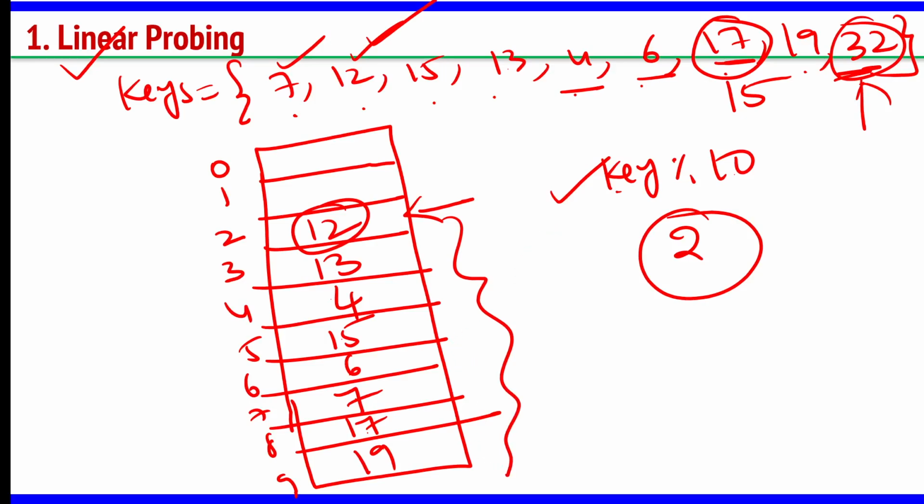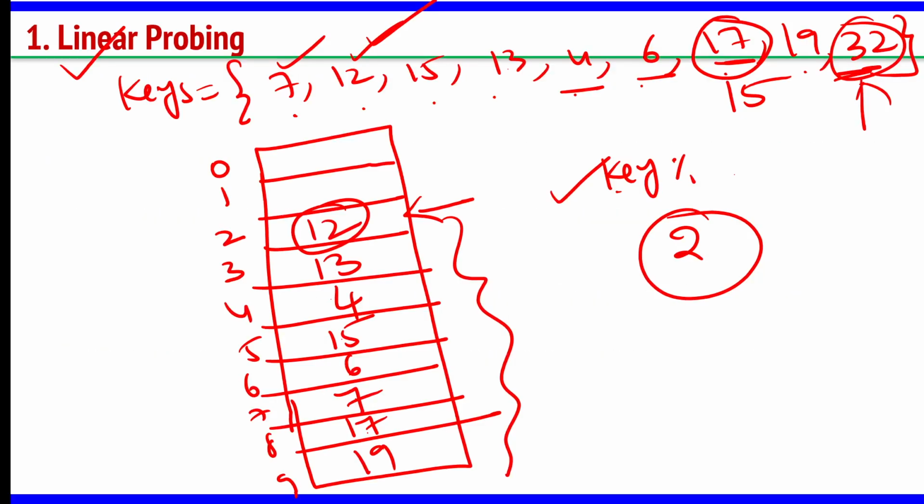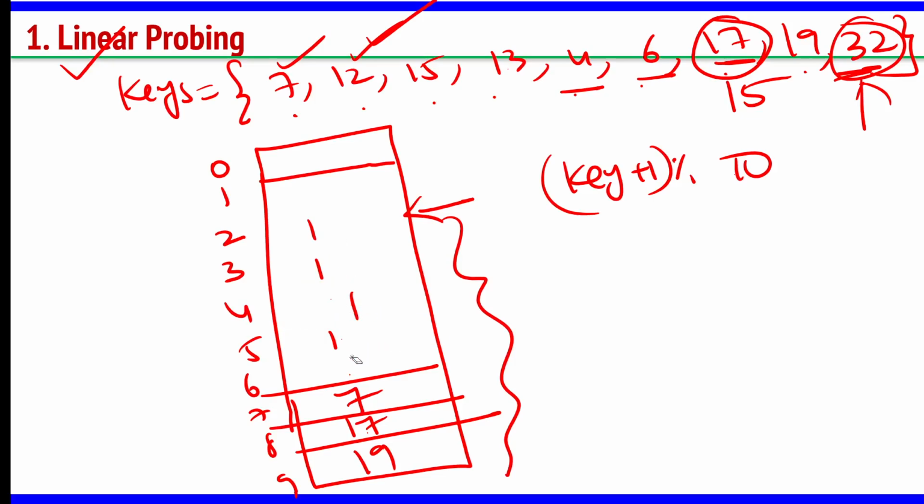The other way of doing this is, instead of key modulo 10, you do key plus 1 modulo 10. Another strategy: instead of key modulo 10, now you do key plus 1. Now let us see what happens here.